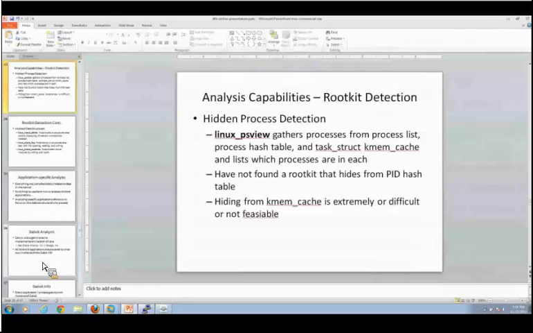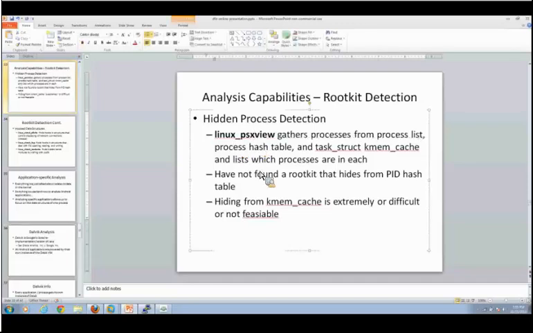Another capability that we have is the ability to detect rootkits in memory. One of the most important ones is finding hidden processes, because that immediately tells you that the system's compromised, and if you can find the structures for that process, then you can get a good idea of what the rootkit was doing. So we have the Linux PSView. This should be the PSXView plugin.